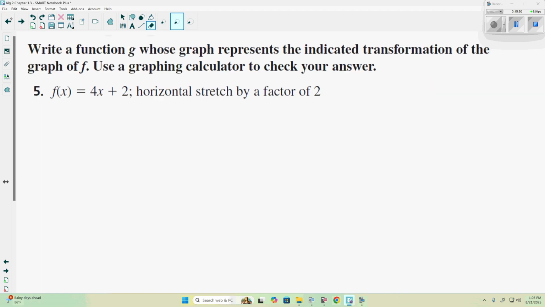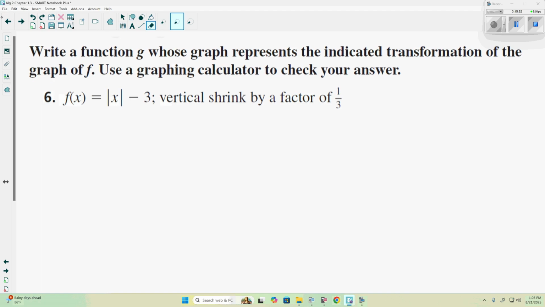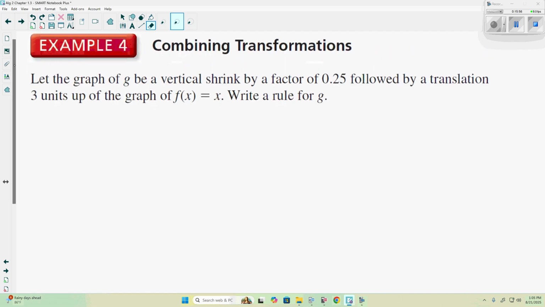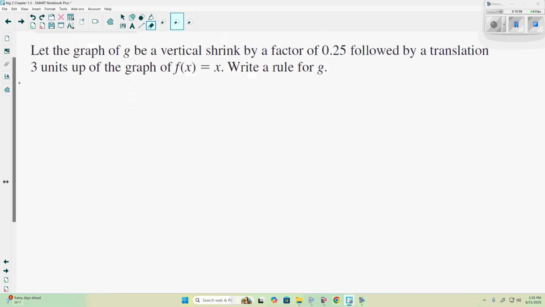Cancel that. I think we feel good with this now, yes? You ready for the last piece? Combining transformations: let the graph of g be a vertical shrink by a factor of 0.25, followed by a translation 3 units up of the graph of f of x equals x. This one here, they stuck the function at the end of the sentence, not at the beginning.